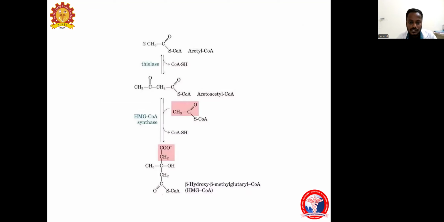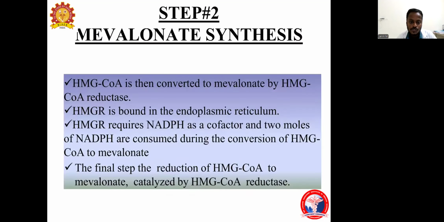Again, in the first reaction acetyl CoA is converted to acetoacetyl CoA, and with another acetyl CoA combines together to form beta-hydroxy-beta-methylglutaryl CoA. That is called the HMG-CoA formation reaction.